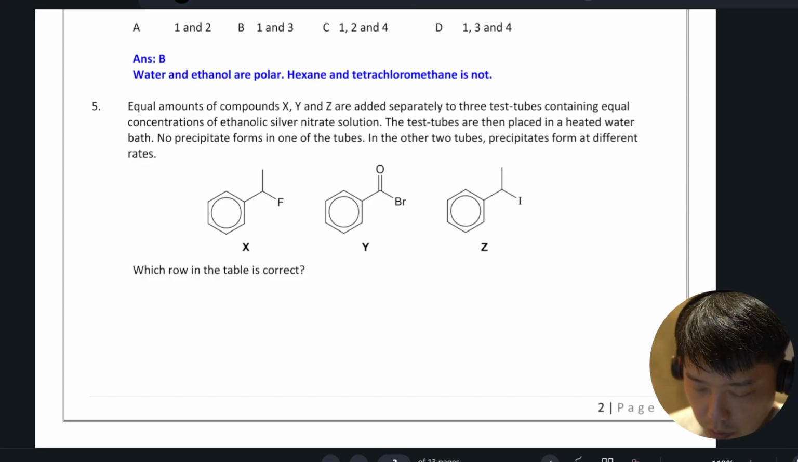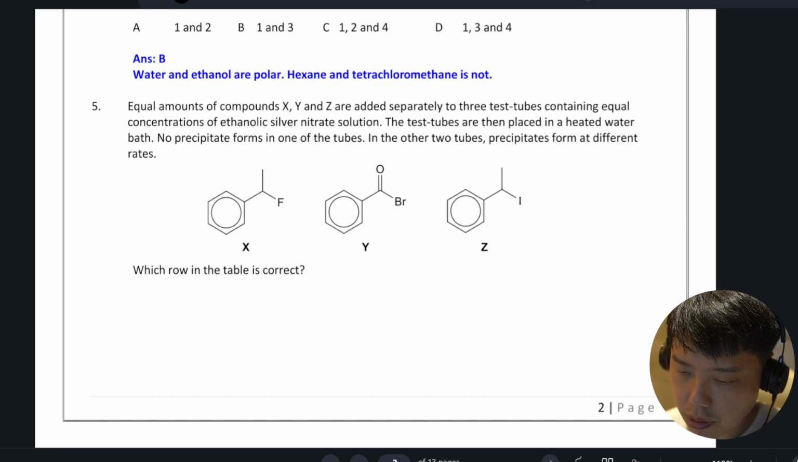Question 5, let's look at it. Equal amounts of X, Y, and Z are added separately to 3 test tubes containing equal concentration of ethanolic silver nitrate. The test tubes are then placed in a heated water bath. No precipitation forms in one of the tubes. The other 2 tubes precipitate at different rates.